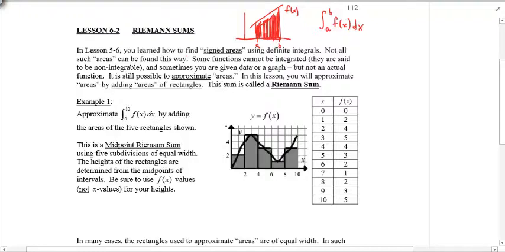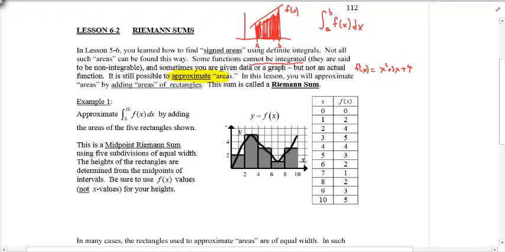Some functions actually cannot be integrated. They're said to be non-integrable. And sometimes you're given data or a graph, but not the actual function f of x in its equation form. So if you don't have that, what do you do? Well, you can't get the exact area, but you can find an approximate area.